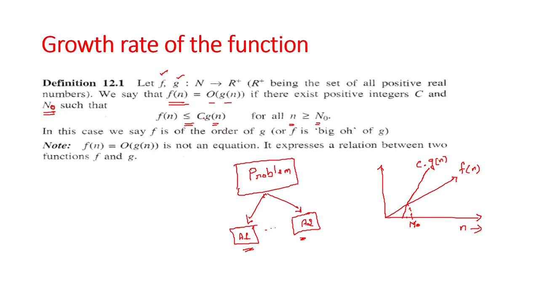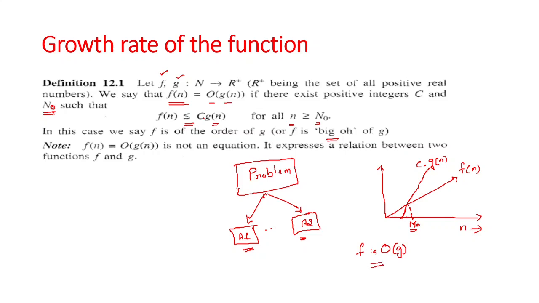What does this represent? After the value n naught, the value of f of n is always less than or equal to c into g of n. Before this n naught, there is a possibility that c into g of n is less than f of n. But if there exists something like this, then I can say that f is of the order of g, or simply f is big O of g of n.